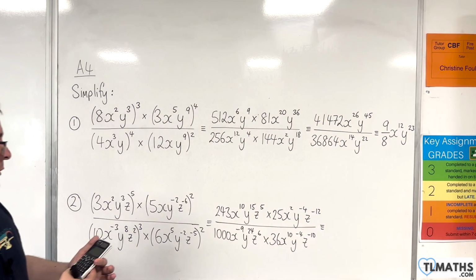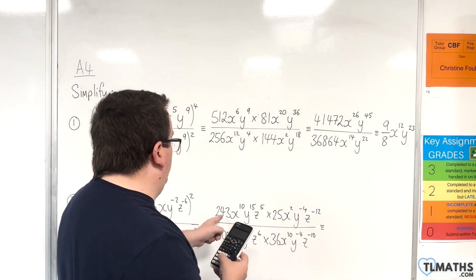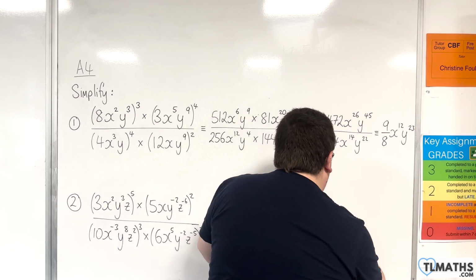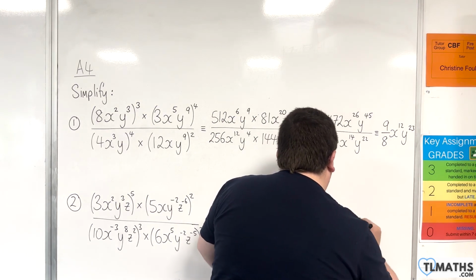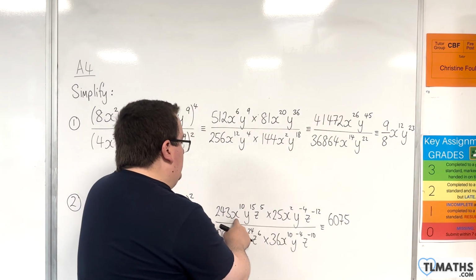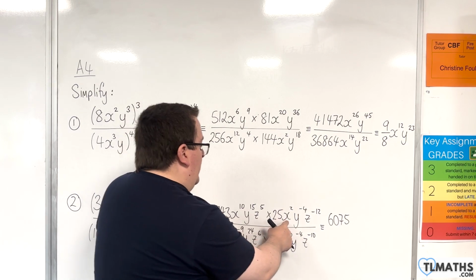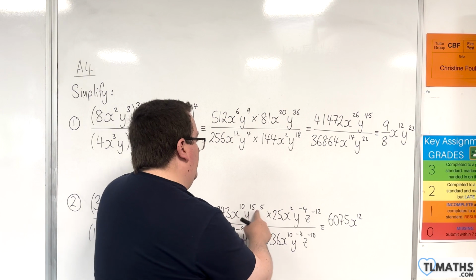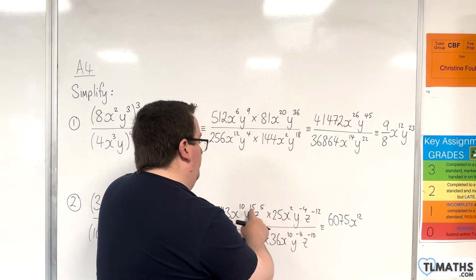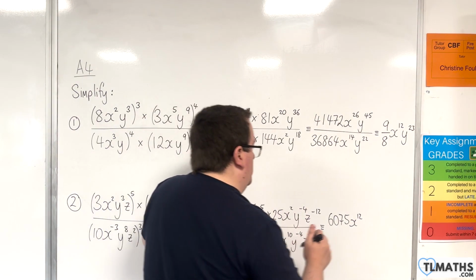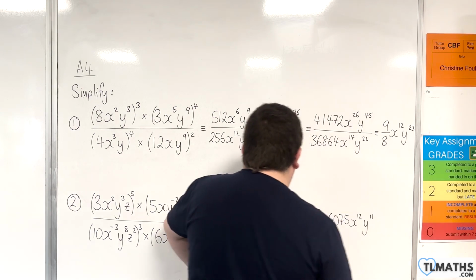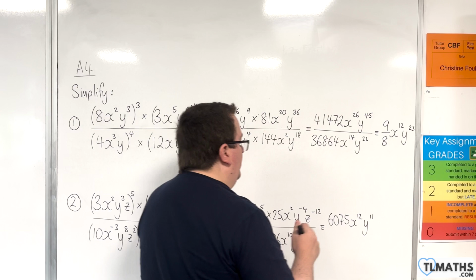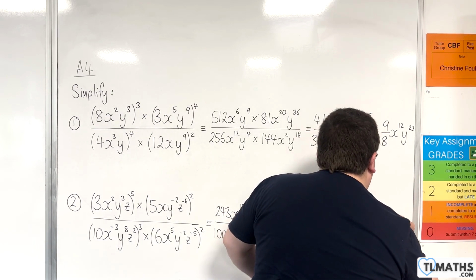Okay, so we have 243 times 25, which is 6,075. We then have x to the 10 times x squared, so x to the 12. Then y to the 15 times y to the minus 4. 15 take away 4 is 11, so y to the 11. And then z to the 5 times z to the minus 12. 5 take away 12 is minus 7, so z to the minus 7.